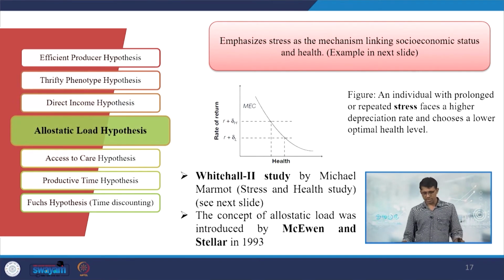Next one is called the allostatic load hypothesis. This is attributed to McEwen and Stellar in 1993. This emphasizes stress as the mechanism linking socioeconomic status and health, and an individual with prolonged or repeated stress faces a higher depreciation rate and chooses a lower optimal health level. So, the Whitehall II study by Michael Marmot, the stress and health study, is actually emphasized. We will be discussing it in a short while.